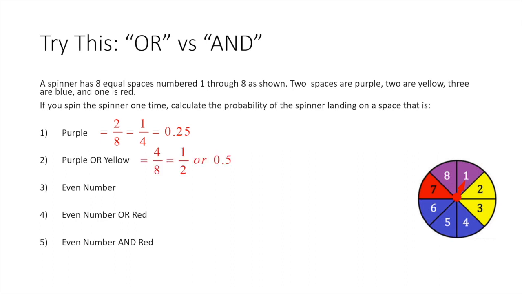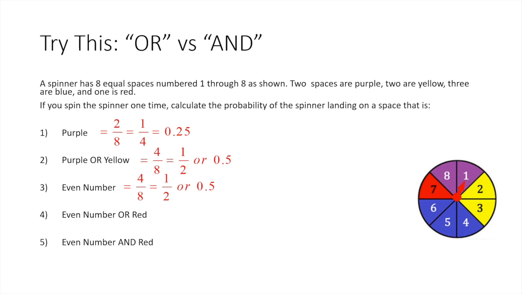The probability of getting purple or yellow: there are 2 spots that are purple, 2 spots that are yellow, so that makes 4 out of 8. So 1/2 or 0.5. Okay, how about an even number? 2, 4, 6, 8. So there's 4 even numbers out of 8. So again, that probability is 0.5.